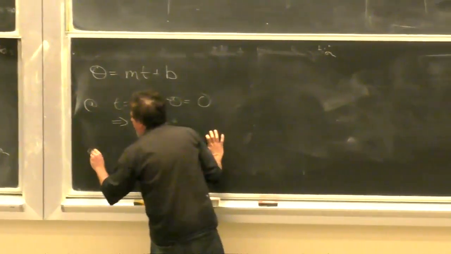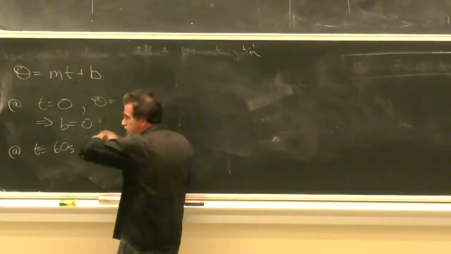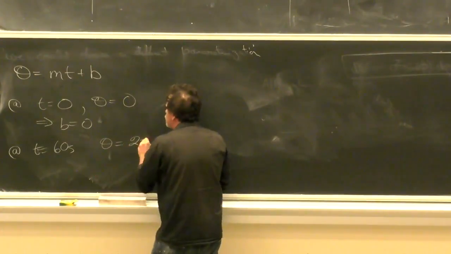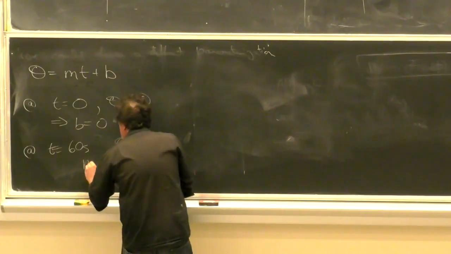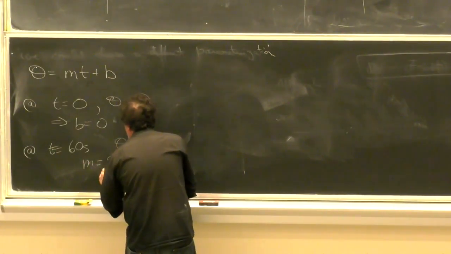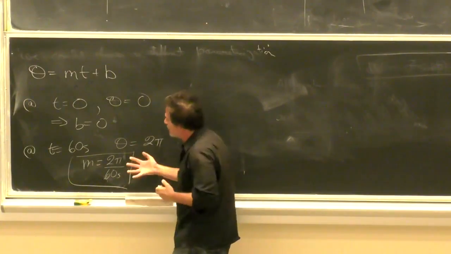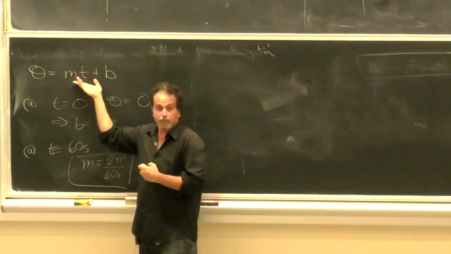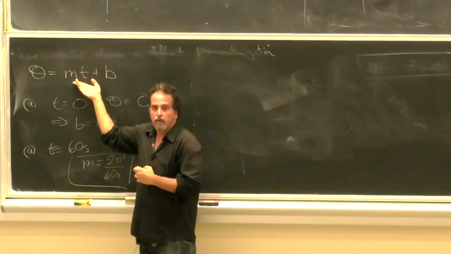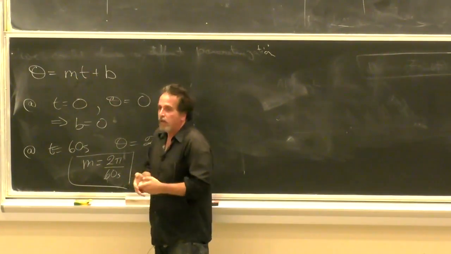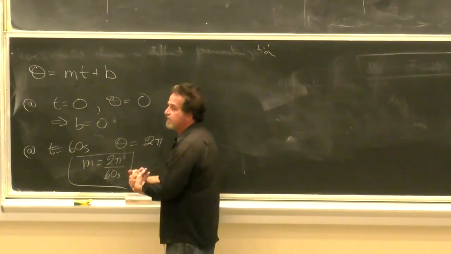And the other point is that at t equals 60 seconds, theta is equal to, well, it's come all the way once around, and we know theta is equal to 2 pi. So what does that mean? That means that m is equal to 2 pi over 60 seconds. And notice this has a feature which I always try to emphasize, which is that m has units of reciprocal time. It has units of reciprocal time in a very natural way. It is 2 pi radians, which is a dimensionless number, divided by 60 seconds.